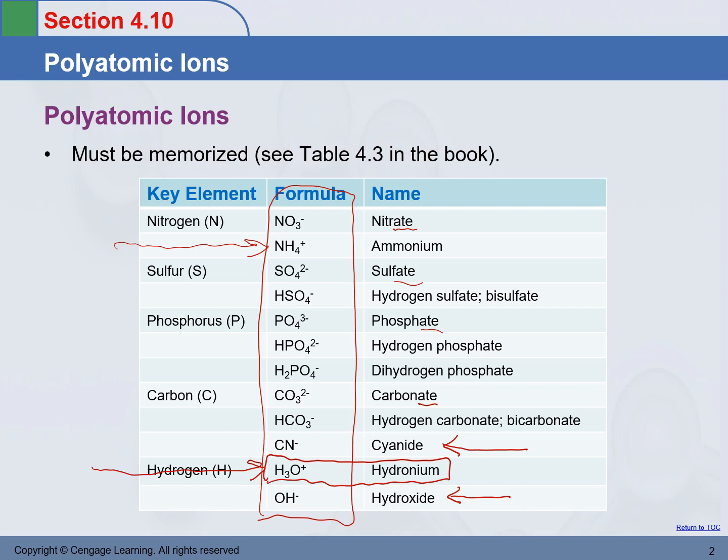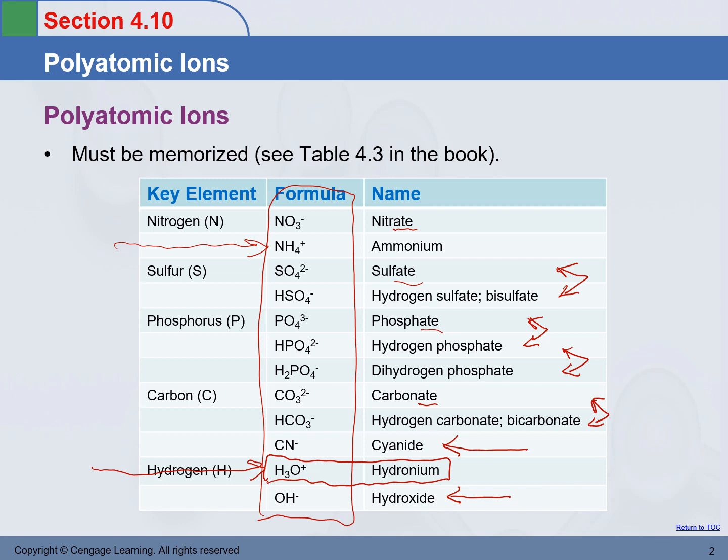All right, now let's look at the ATE ions. There are a few pairs of ions that differ by one hydrogen. We have sulfate and hydrogen sulfate, which is also called bisulfate. We have phosphate and hydrogen phosphate. We have hydrogen phosphate and dihydrogen phosphate. We have carbonate and bicarbonate, or hydrogen carbonate. They differ by one hydrogen.